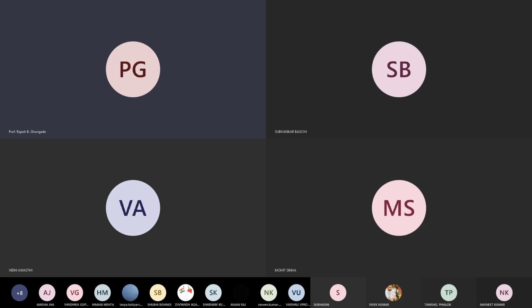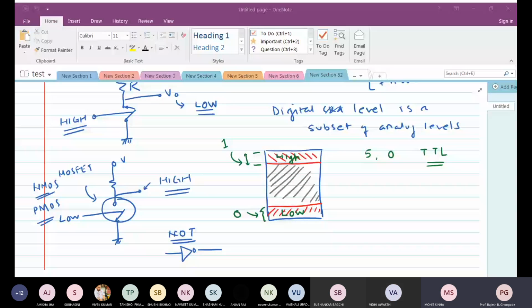Are you able to see the OneNote page? Yes, sir. All right. Now this is going to be a very interesting kind of thing.